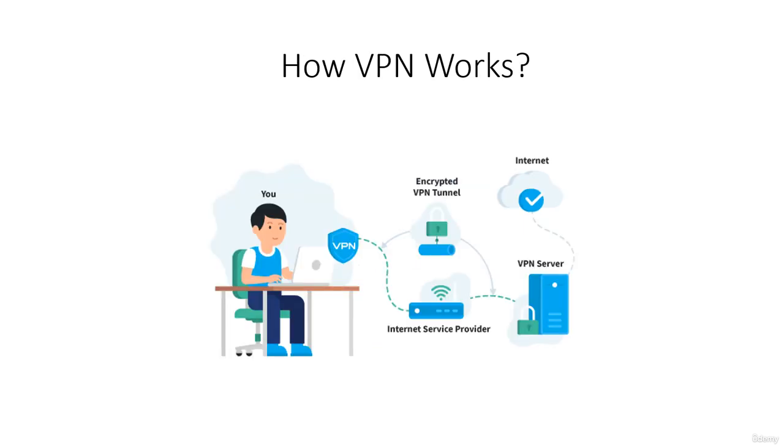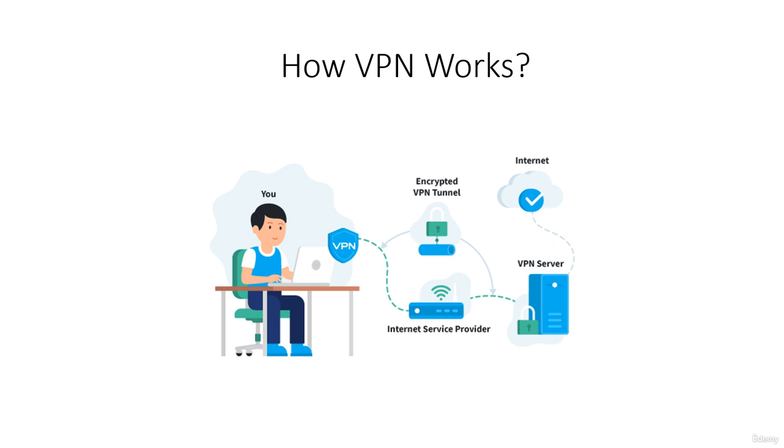So how does VPN work? Connecting to a VPN is generally quite simple. After subscribing to a VPN provider, you download and install the VPN software. Then you select a server you want to connect to, and the VPN will do the rest of the things for you. You don't have to do anything.